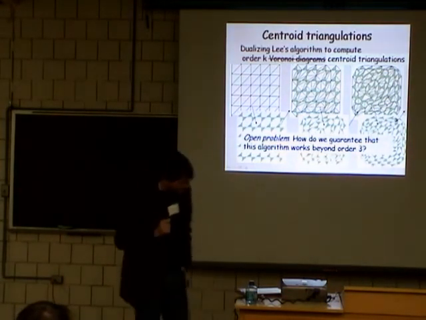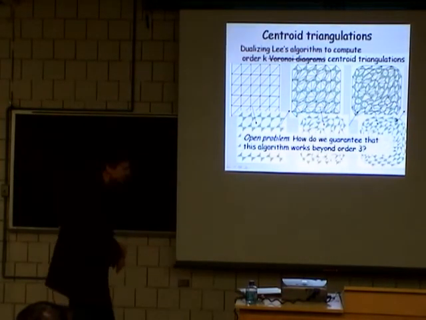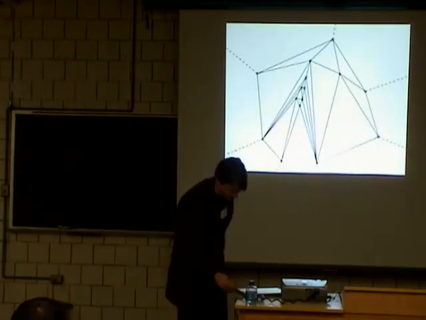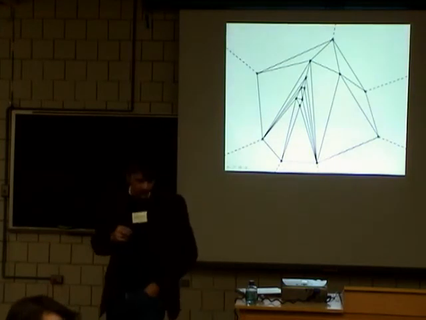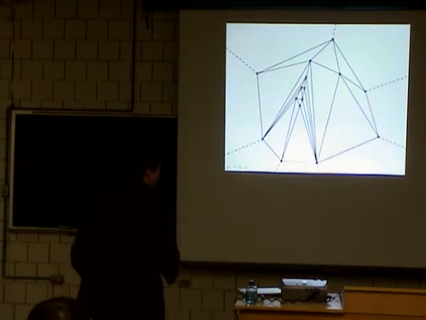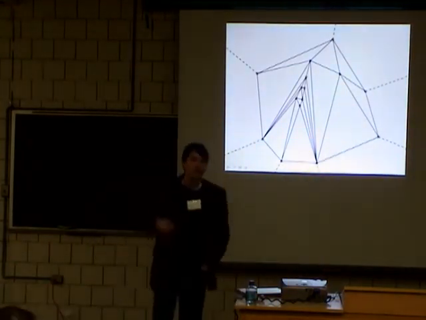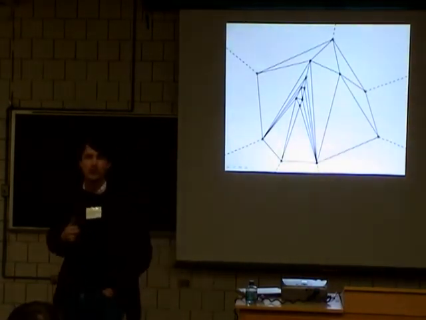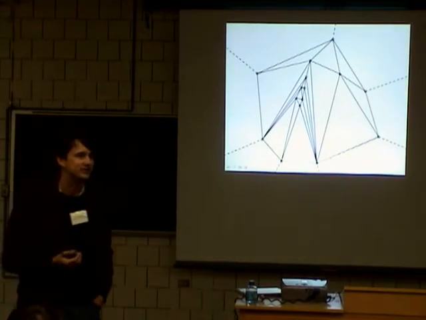So my open problem is, how do we guarantee this algorithm works beyond three steps? What fails? The collapse fails? What could fail? Let me show you a picture of where I'm trying to construct nasty examples. So here's my initial triangulation. It's obviously not the Voronoi triangulation.